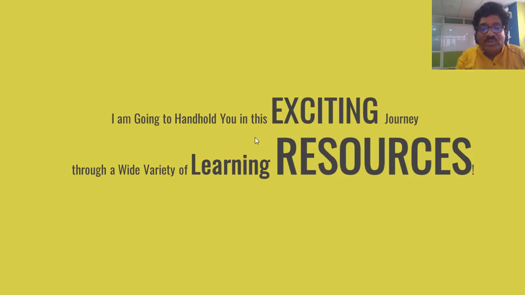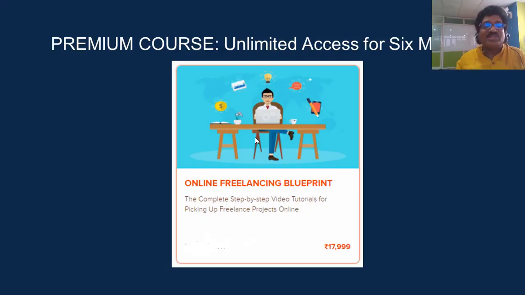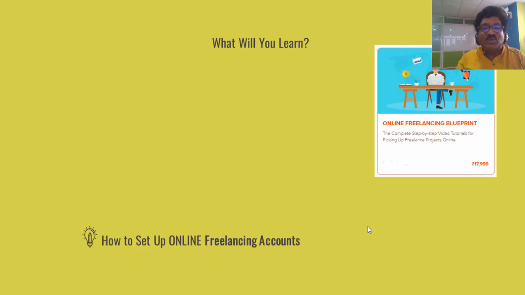I am going to handhold you in this exciting journey through a wide variety of learning resources. What are these learning resources, you might ask me? There are different resources I am going to give you access to once you sign up for this challenge. Number 1 resource: I am going to provide you a premium course with unlimited access for the next 6 months. This course is called the Online Freelancing Blueprint. This is a complete step-by-step video tutorial for picking up freelance projects online. And this premium course is worth 17,999 rupees.